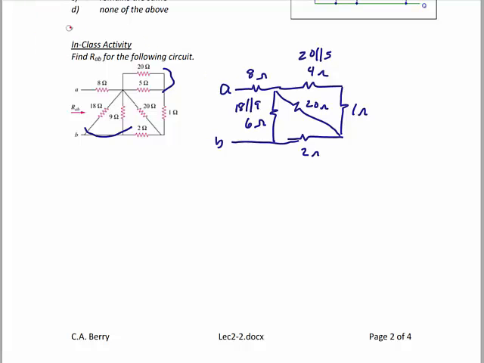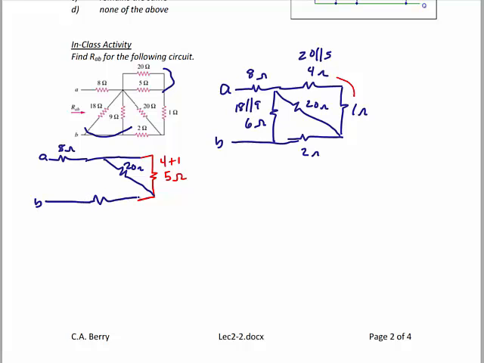So now I want to find some resistors that are in series or parallel. I actually only have 2. This 4 and 1 are in series. So 4 plus 1 gives me a 5 ohm resistor. And now I copy everything else down. So once again, I copy down the 8 ohm resistor. I copy down the 20 ohm resistor. I copy down the 2 ohm resistor. And I copy the 6 ohm resistor.